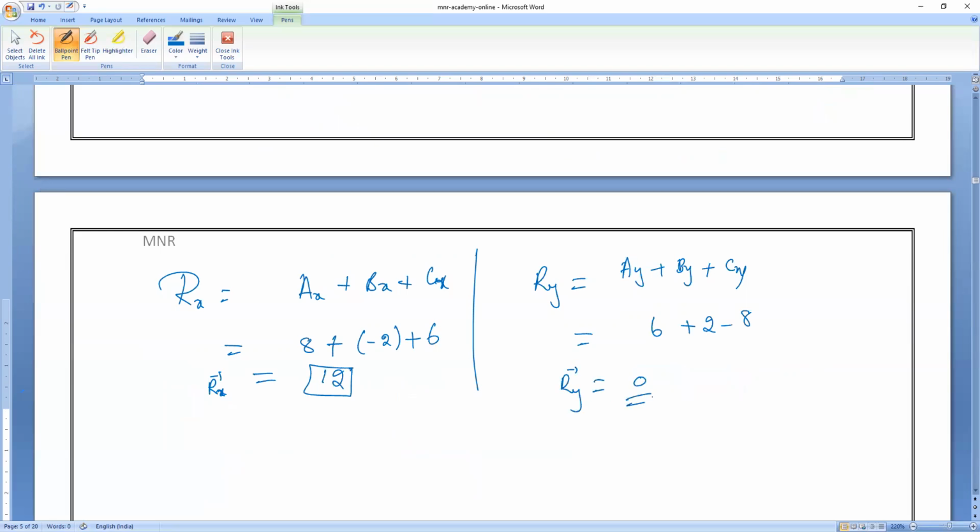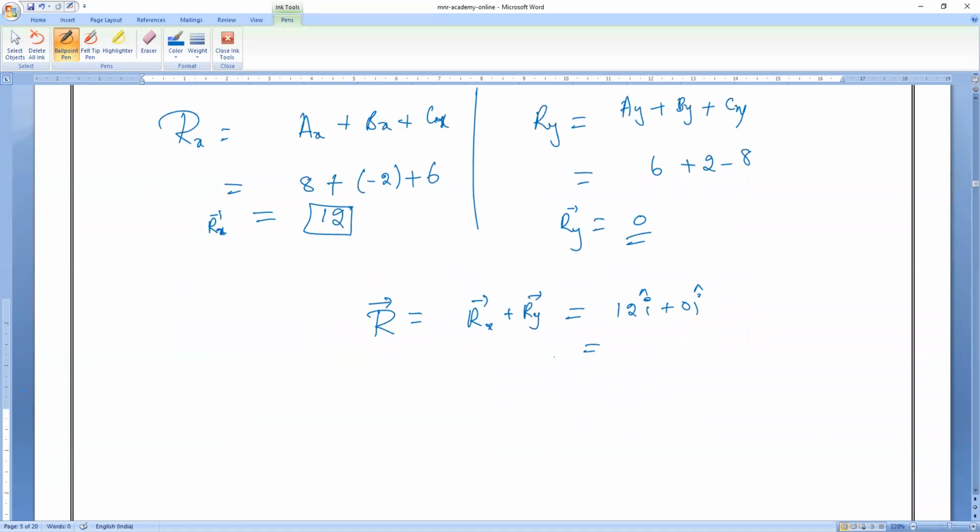Now, can you tell me what is the resultant? Resultant vector R is equal to Rx plus Ry, which is equal to 12 i cap plus 0 j cap. So finally, what is the answer? 12 i cap. That is the resultant vector. So the resultant vector is acting in which direction? X direction.